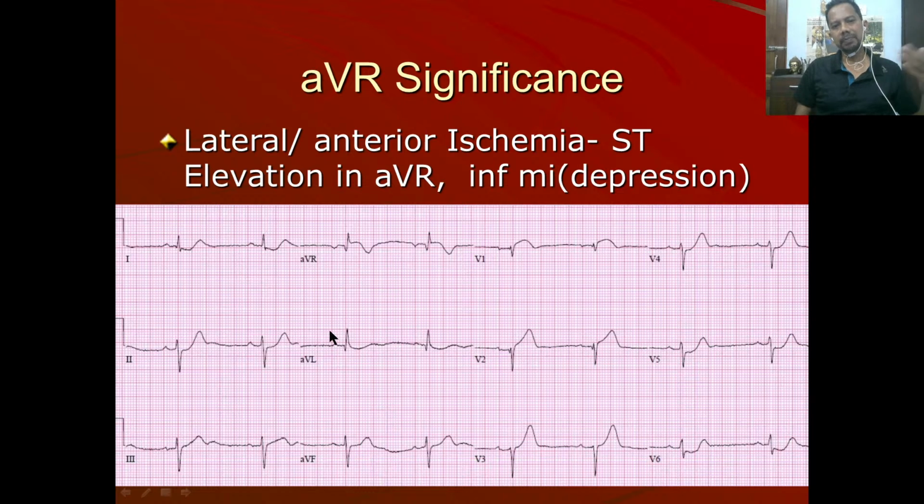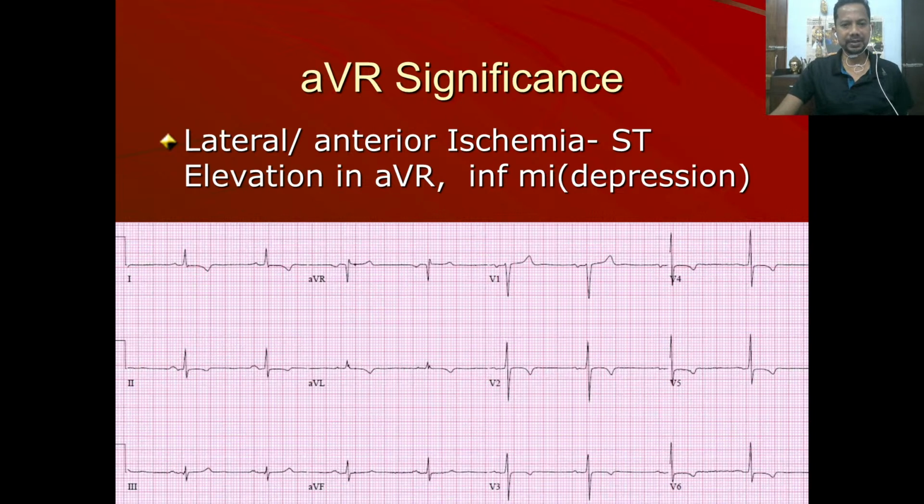In AVR there will be ST depression when there is a flexion of the inferior wall, 2, 3, AVF, when they are showing MI changes. Again, there is ischemia in the lateral walls. Look at AVR, there is elevation. Elevation can be concavity upwards or convexity upwards. So both ways it is significant.